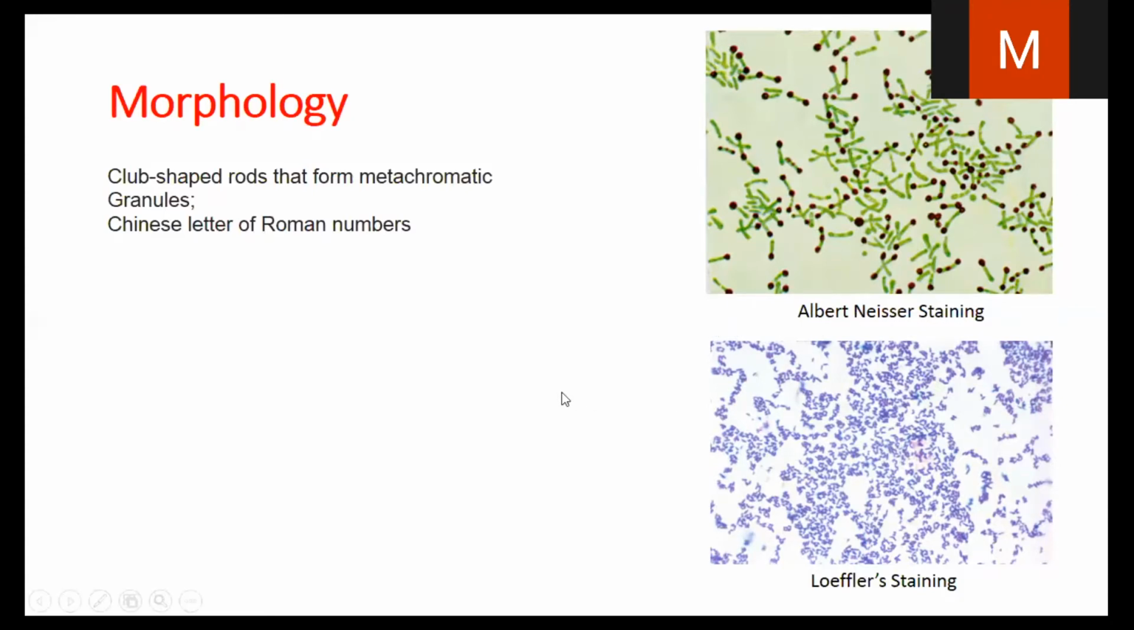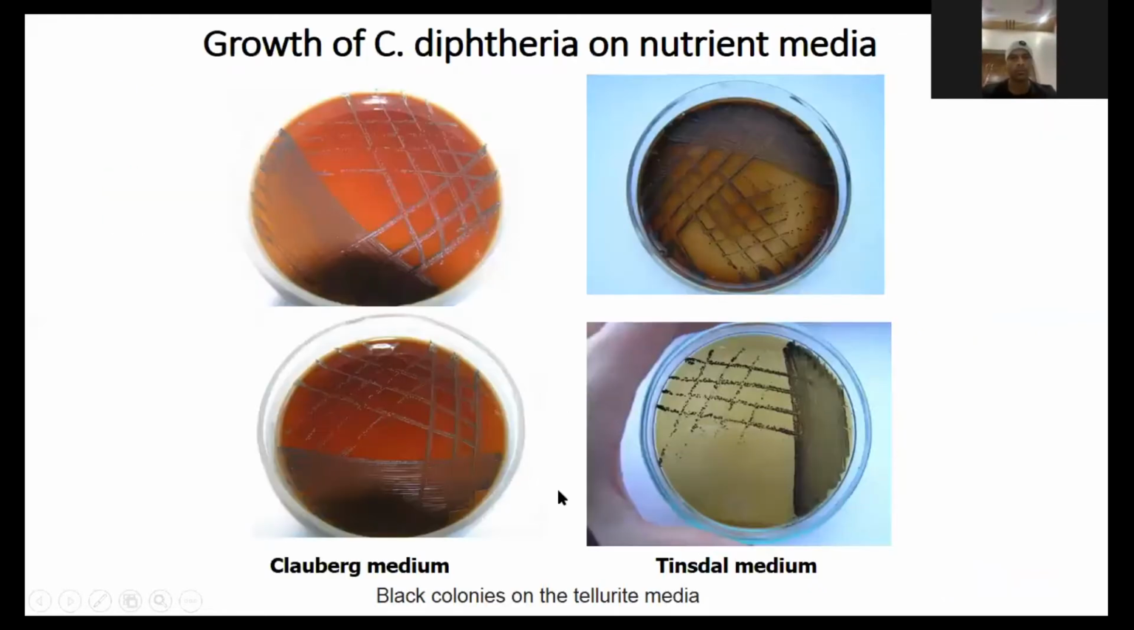Next picture, cultivation. For cultivation of Corynebacterium diphtheriae, we should use selective media because this bacteria cannot grow on ordinary media, and we add tellurite in this agar to inhibit growth of commensal flora. After that, we detect black colonies on this media. We can use Clauberg medium, which consists of blood, and Tinsdale medium, which also contains tellurite.